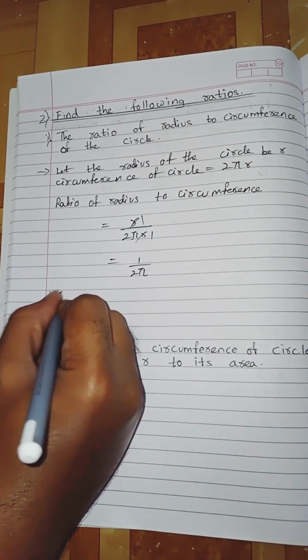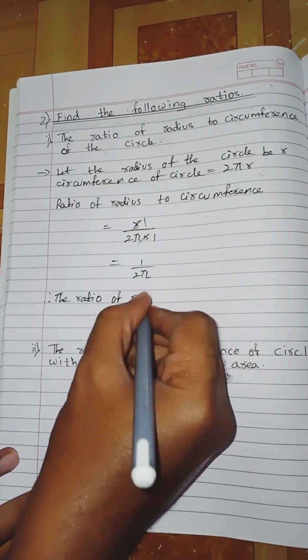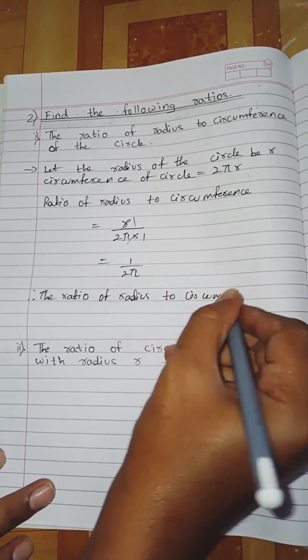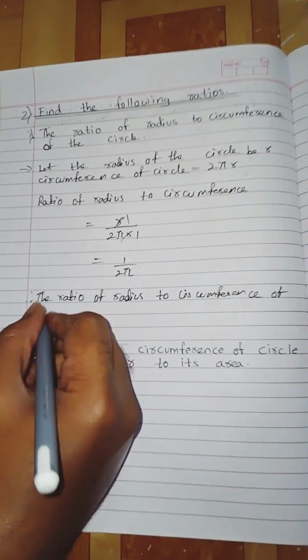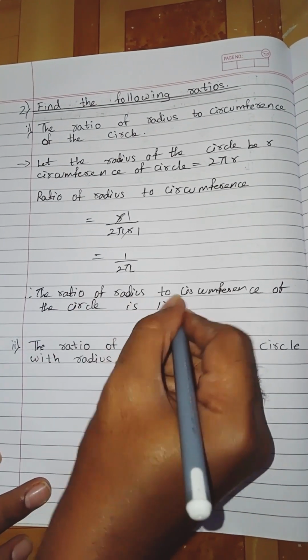Therefore, the ratio of radius to circumference of the circle is 1:2 pi.